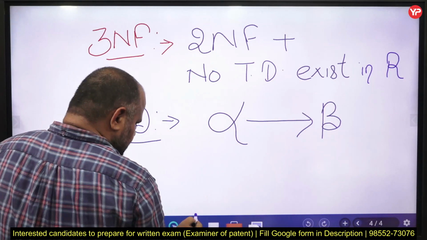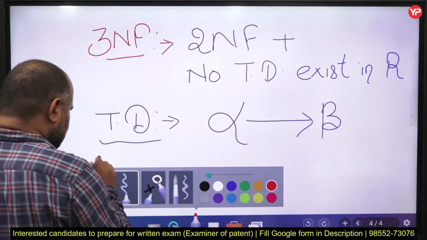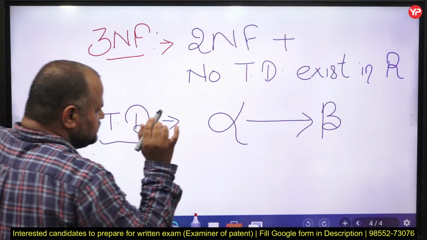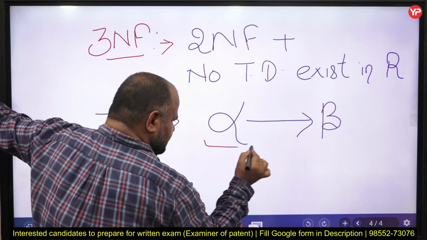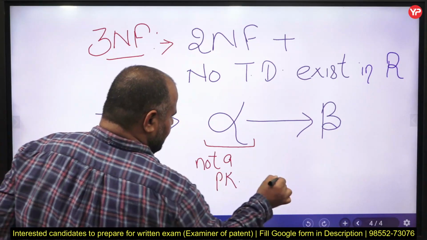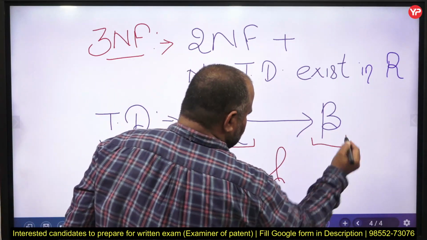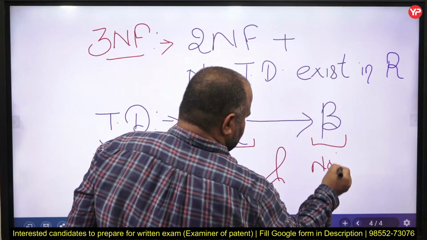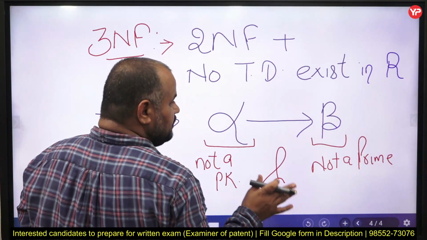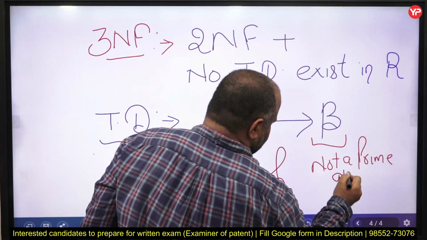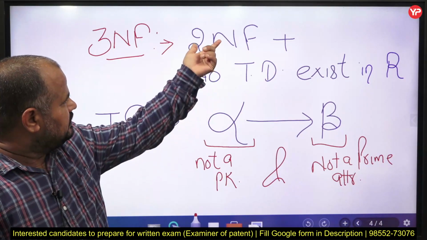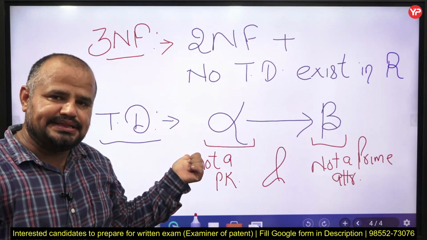Fine. Now if I say that this FD is a transitive dependency, then in that case I am saying that alpha is not a primary key and beta is not a prime attribute, it means it will be a non-prime attribute. In that case, that FD is called transitive dependency, and in 3NF this dependency will not be there.